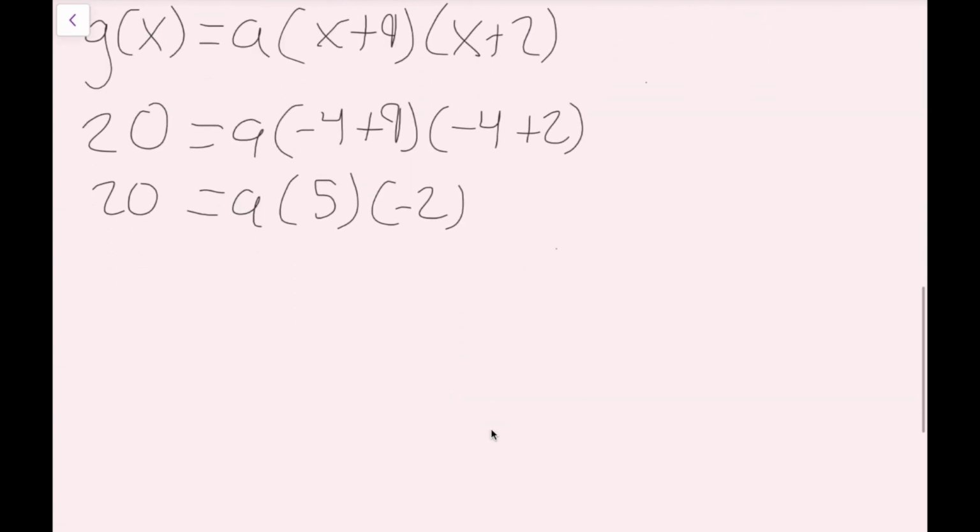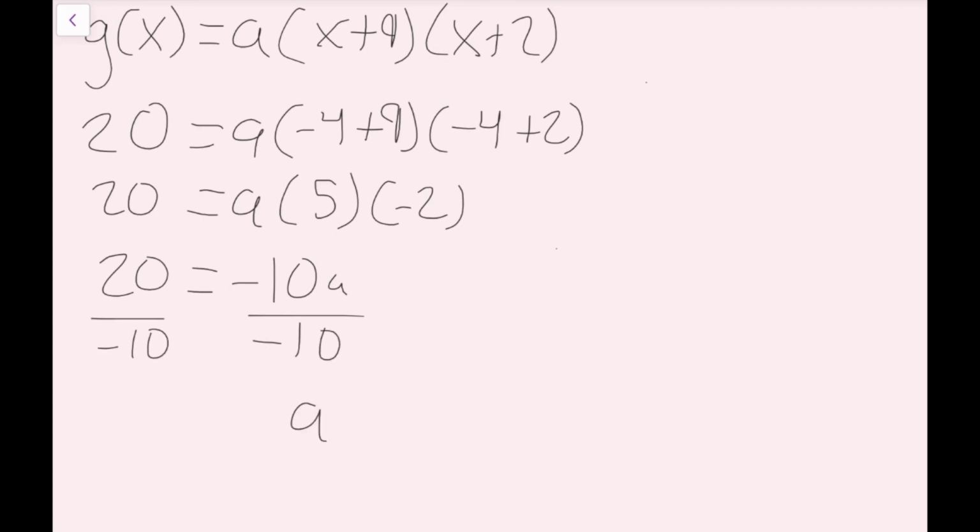I'm going to scroll down here. And -2 times 5 is -10. So I get -10 a is equal to 20. Then I can divide by -10 on both sides to get that a is equal to -2. So this is our a value.